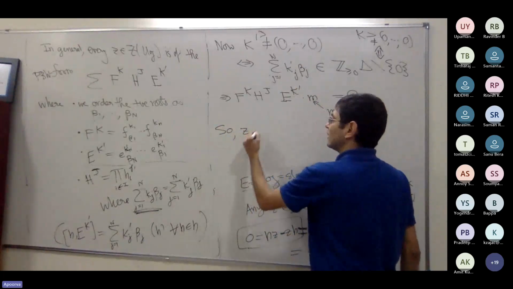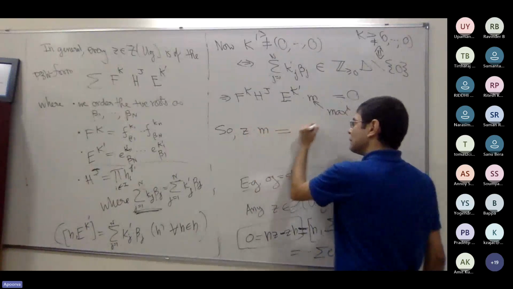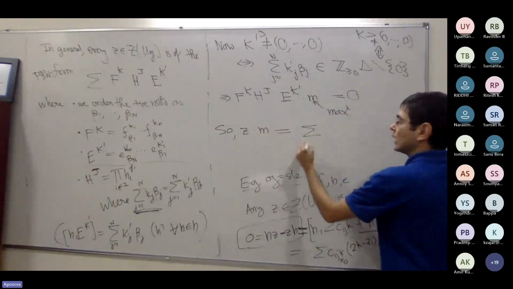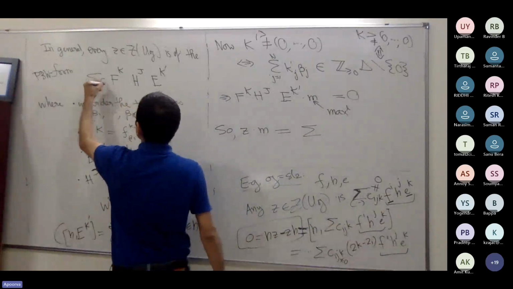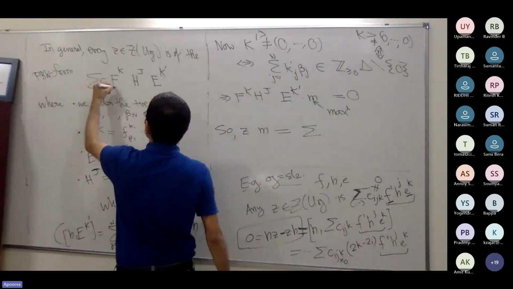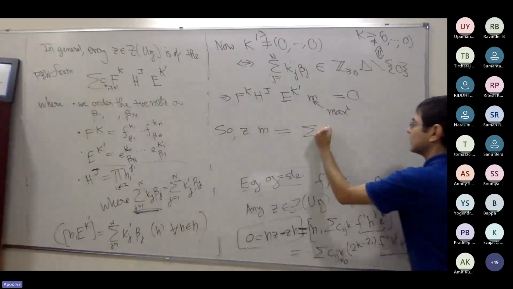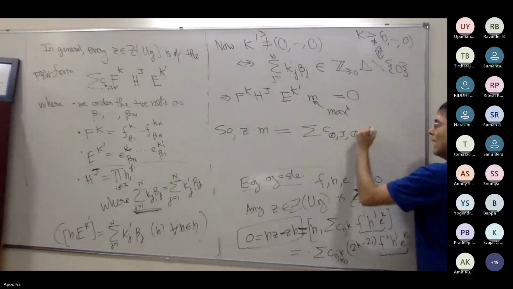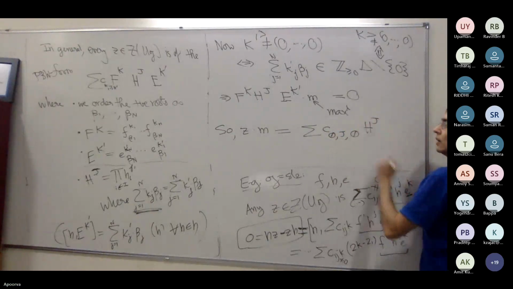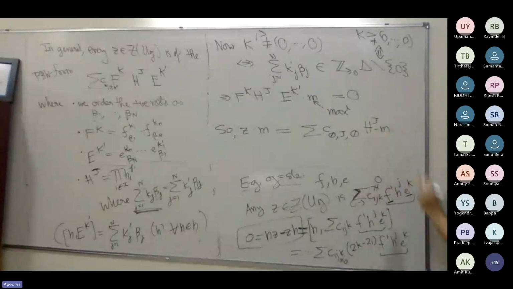So Z acts on M precisely as a, I should have called this some scalar, C A, J. So I will call it here C0, J, 0, H power J, M.